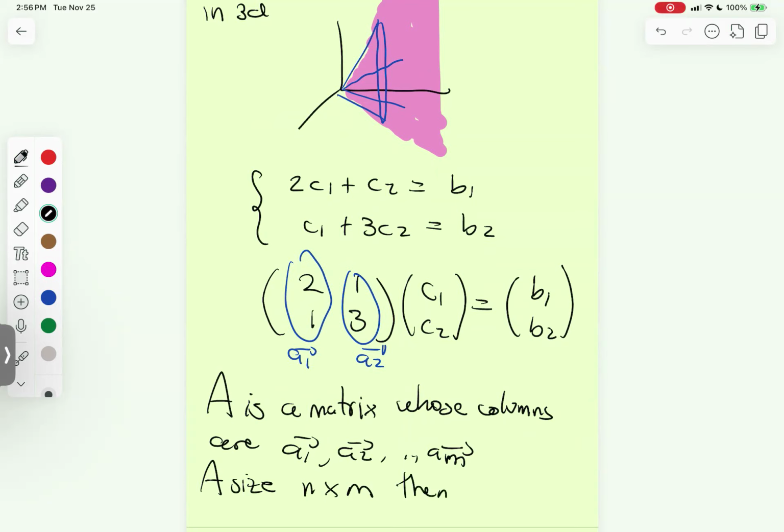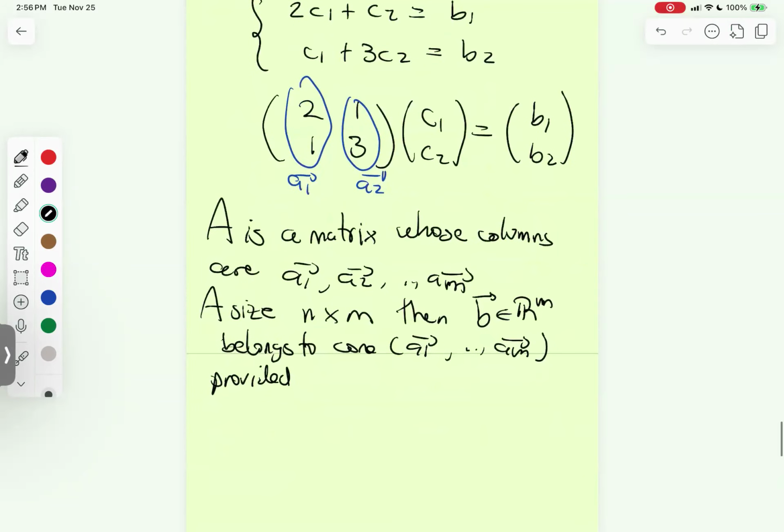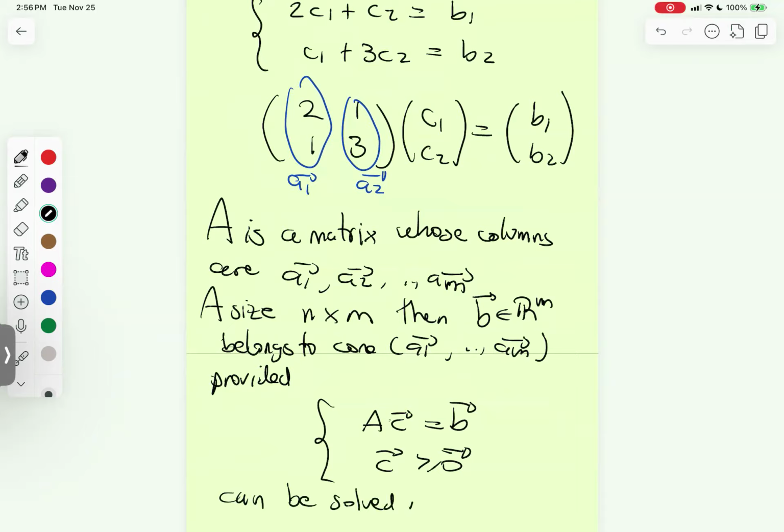Then B is in the cone of A1 up to AN, provided that Ax = b can be solved. If you can solve this equation, together with the constraint that the coefficients are not negative. Is that okay? That makes sense.